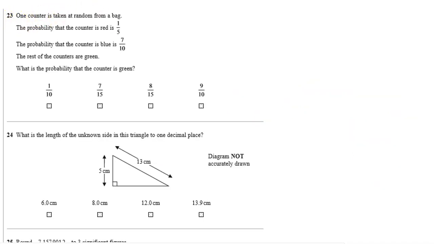Question number 23. One counter is taken at random from a bag. The probability that the counter is red is 1 over 5. Suppose this is a red counter, its probability is 1 over 5. The probability that the counter is blue is 7 over 10.